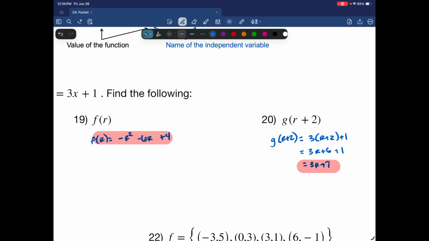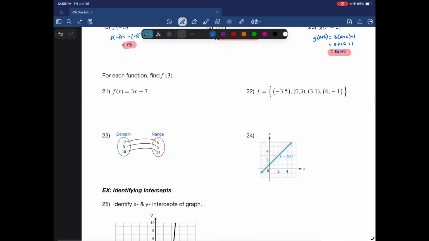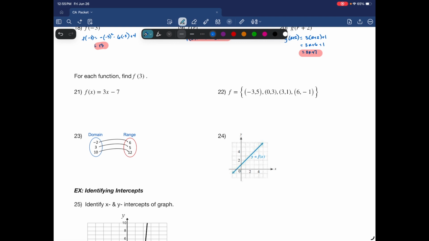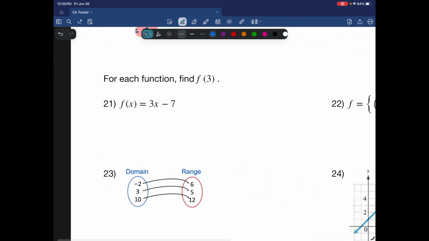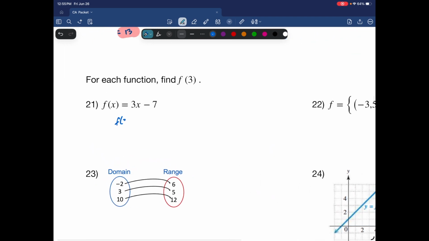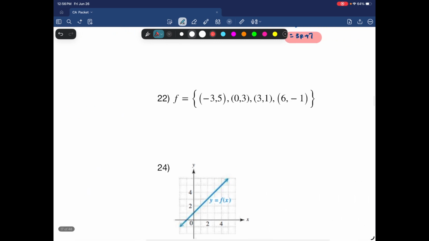Okay. Now, another thing we could do with this is that on 21 through 24, we have different scenarios that we're looking at. Well, for each one, we're going to find f of 3. Okay, so for 21, I want to find f of 3, and I'm going to do that by plugging it in. All right, 9 minus 7 is 2. And so for 21, when x is 3, y is 2. All right, on 22, I want to know what f of 3 is. So when x is 3, y is 1. So you just find it in the list.